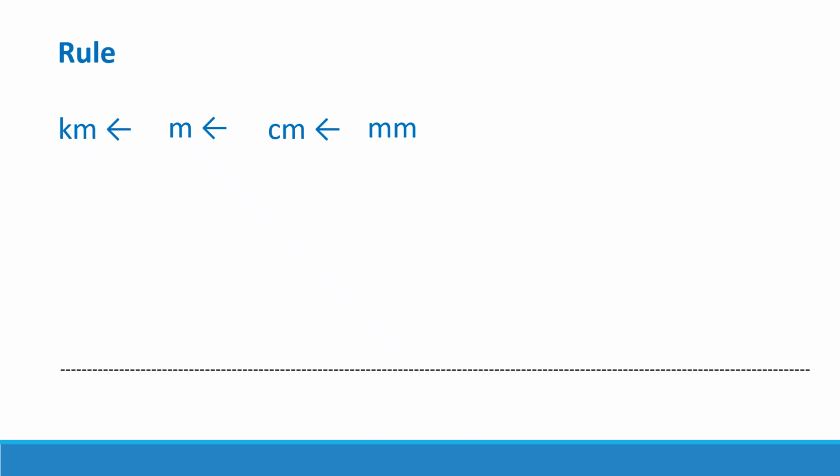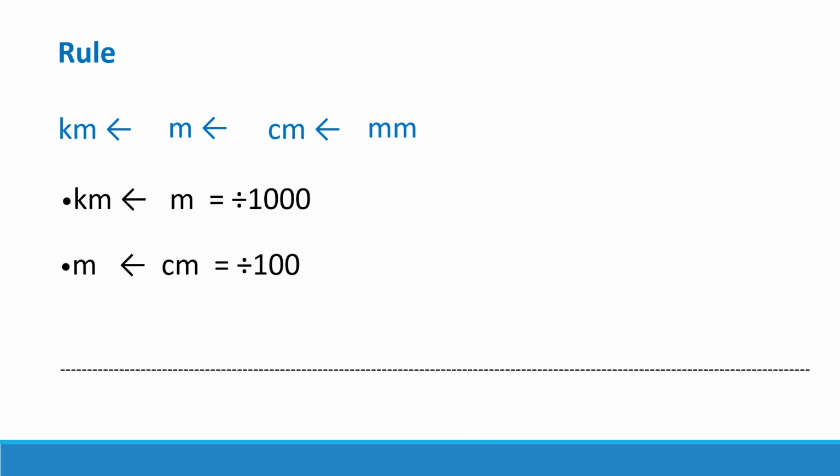Now let's learn the rule for moving to the left. When we move to a larger unit, we divide. There are three simple rules to remember. From meters to kilometers, divide by 1000. From centimeters to meters, divide by 100. And from millimeters to centimeters, divide by 10. Now let's look at some examples.